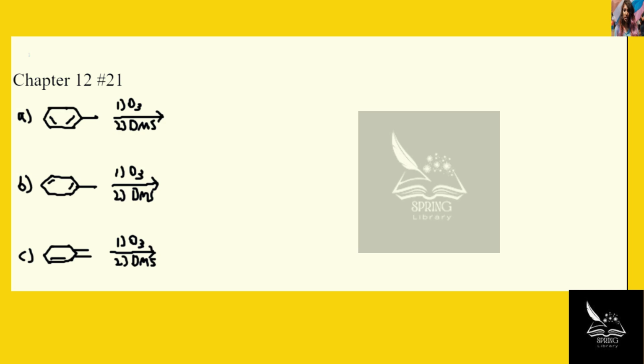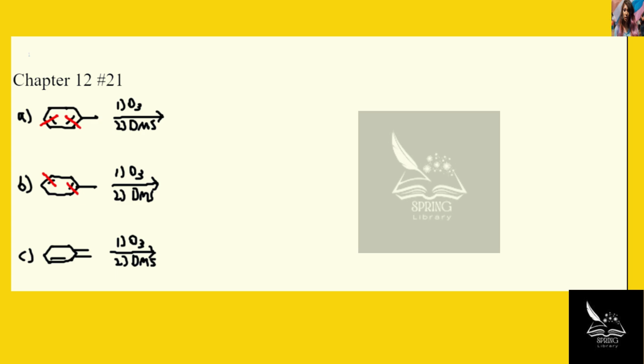I would point out, if you haven't seen this yet in my answers, you may notice that I use DMS as the abbreviation for dimethyl sulfide rather than drawing CH3SCH3. They mean the exact same thing. In my experience, DMS is an abbreviation that you'll see pretty commonly in papers and such, so that's the one that I use. It's the same as CH3SCH3.